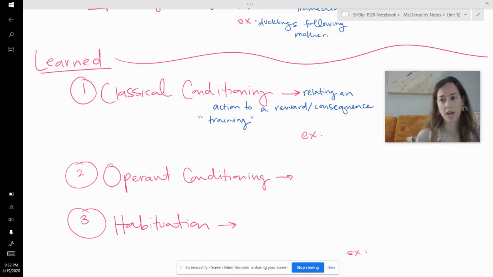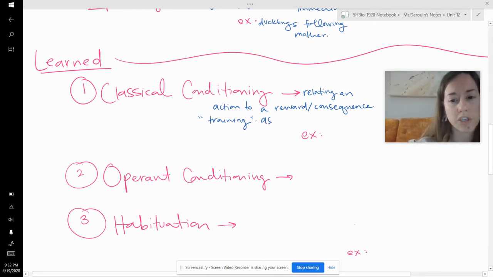And he got the dogs to associate mealtime with the ringing of a bell. So I'll actually just put on here too that this is associative learning. So you're associating one thing with another.